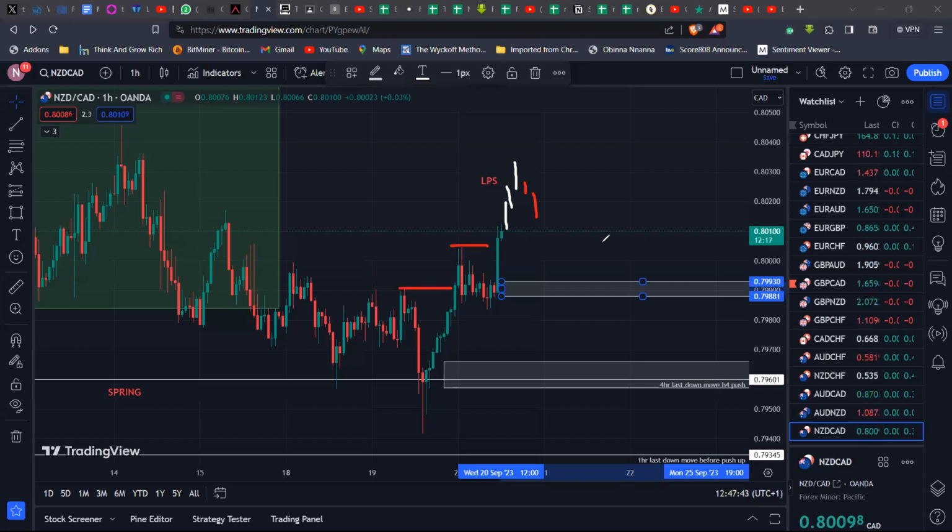Two breaks to the upside. So if we get a pullback here, I will look to buy, confirm. Otherwise, if we break down and get here, I'll look to confirm and look to buy.